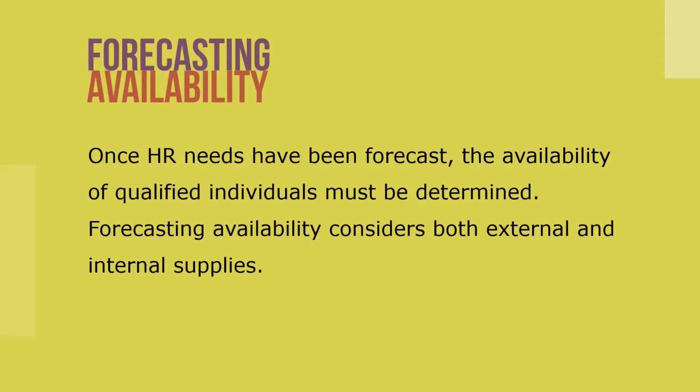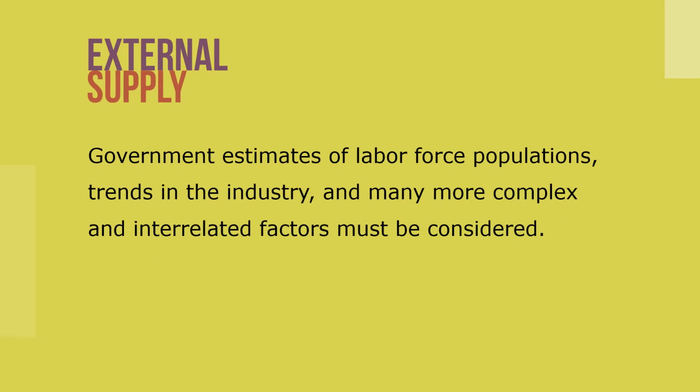Once HR needs have been forecast, the availability of qualified individuals must be determined. Forecasting availability considers both external and internal supplies. Although the internal supply may be somewhat easier to calculate, it's important to calculate the external supply as accurately as possible. The external supply of potential employees available to the organization can be identified. Government estimates of labor force populations, trends in the industry, and many more complex and interrelated factors must be considered.